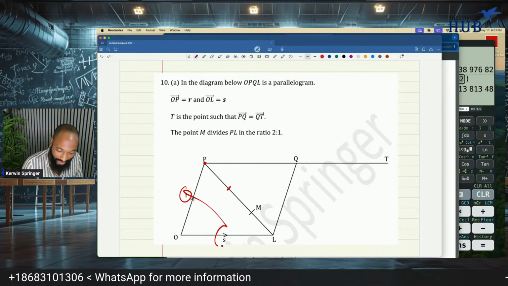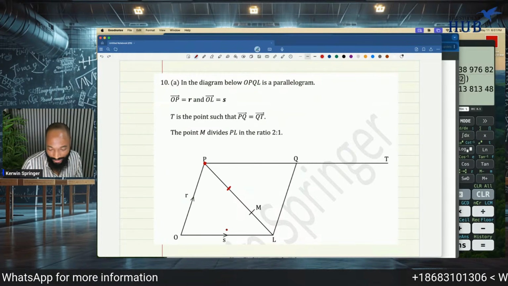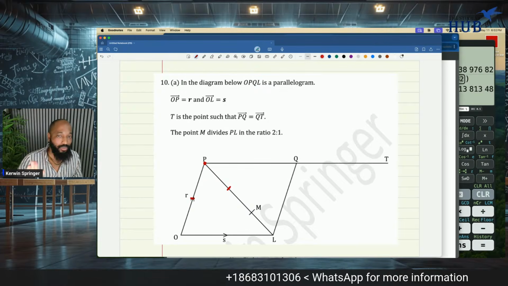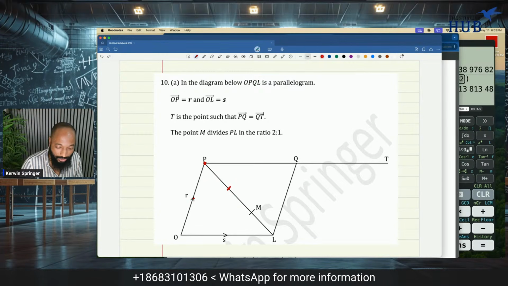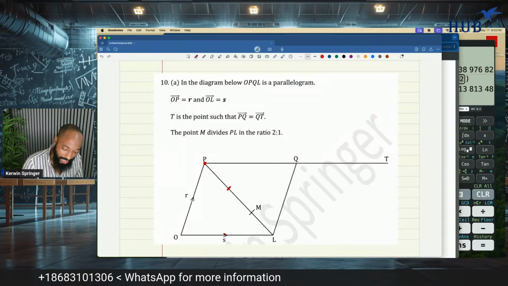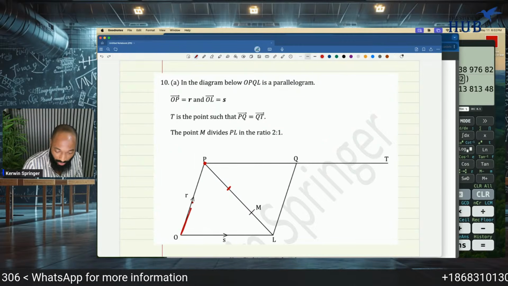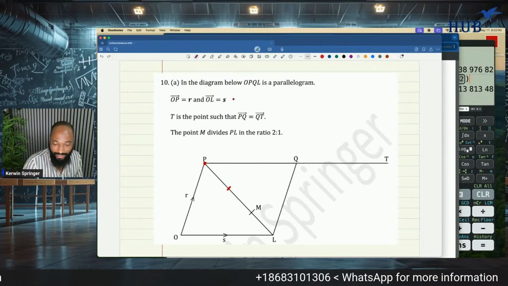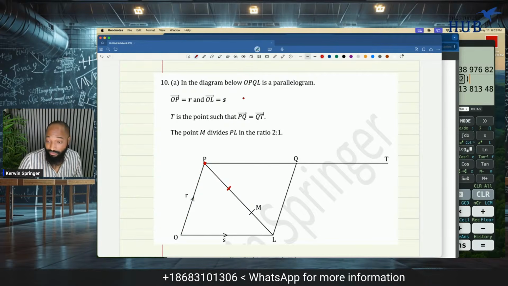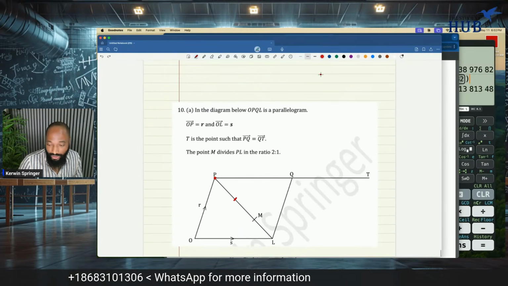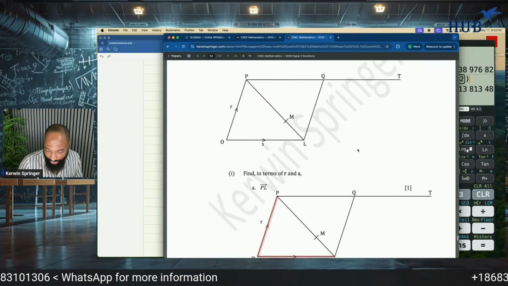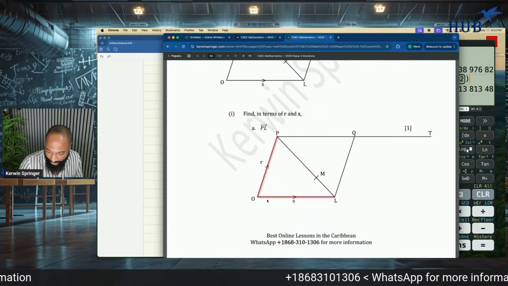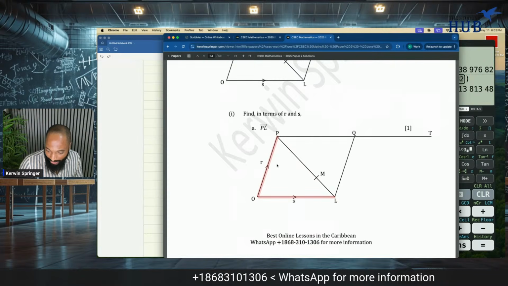Notice how they give me R's and S's instead of U's and V's, but it's the same vibe. R is not a point here. That is a rookie mistake. You can't be making those mistakes the day before the exam. R and S are not points. They are actually what OP is. OP is R. Look, they said that. And OL is S. We good? So now let's see what the question wants of us. Find in terms of R and S, PL.